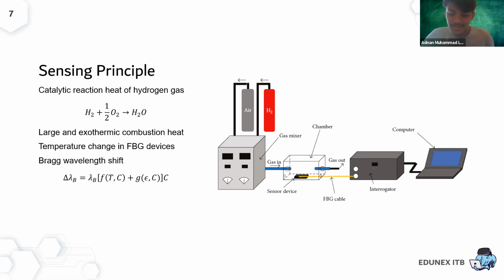So the interrogator will collect the information of wavelength shift that can be calculated by the equation on the left, and the interrogator also will collect information about the concentration, because from the Bragg wavelength shift we can deduce the concentration of the gas. We can have all the information relating to the wavelength shift, concentration of the gas, and the efficiency of the sensor directly on the computer.